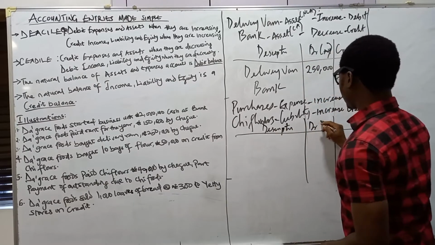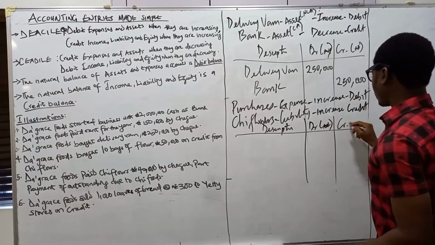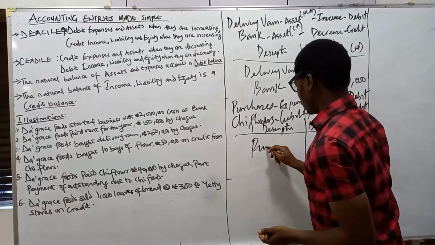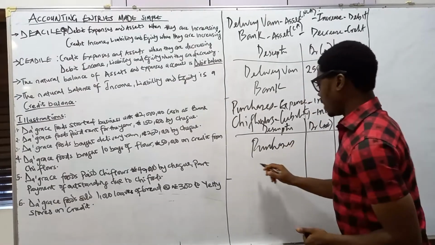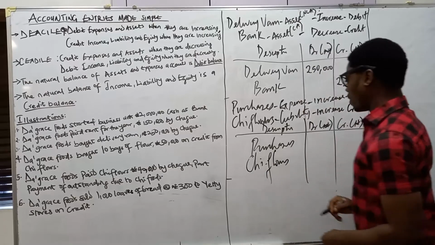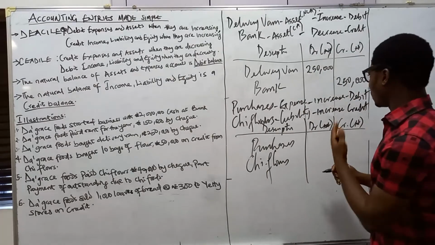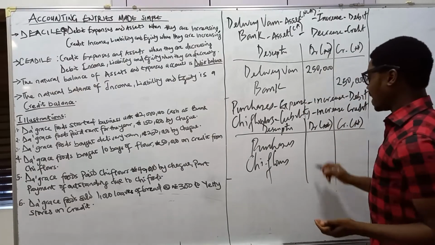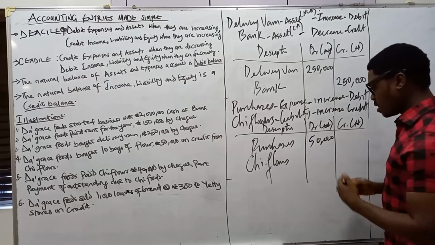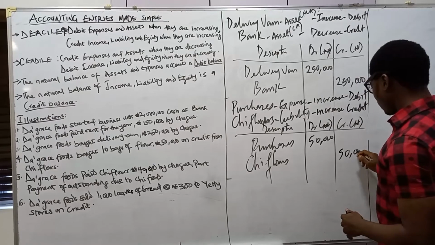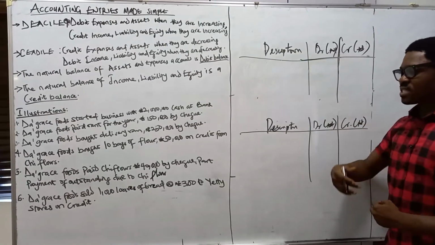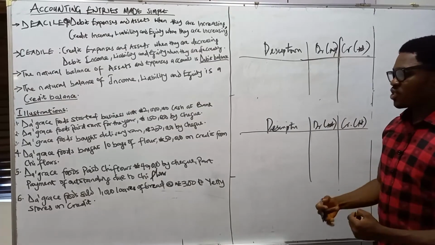Going back to our journal, we have our description, our debit side in naira, and our credit side in naira. What are we going to debit? We are debiting purchases, for the reason already established, 50,000. And what are we going to credit as well? We are crediting Cheap Flours.